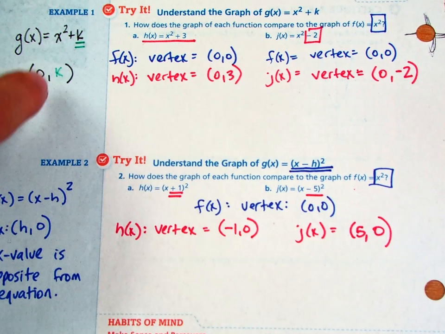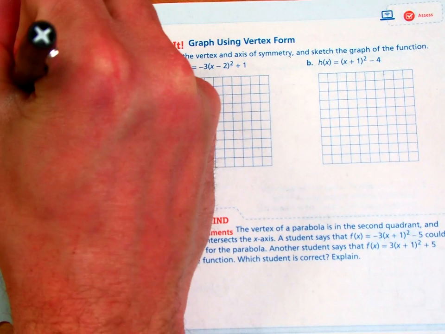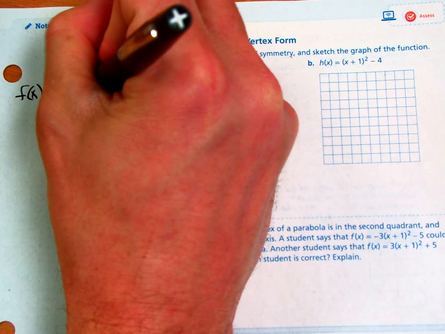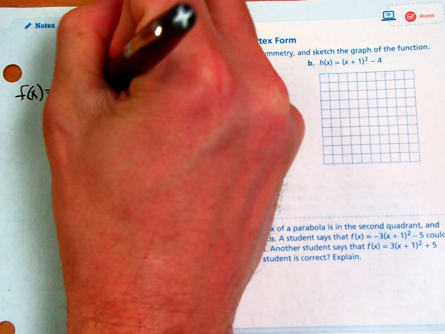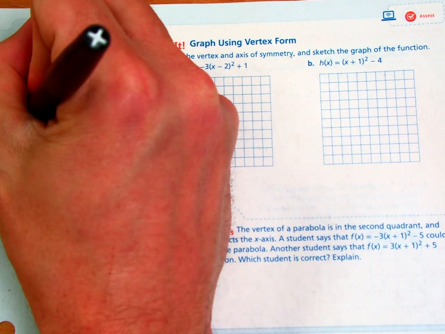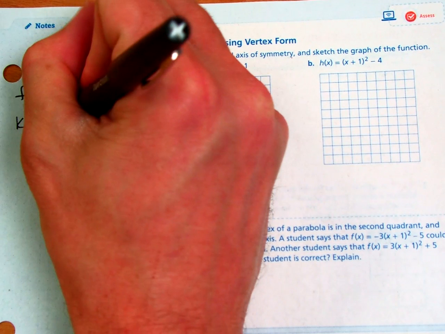All right, and so now we're going to look at what happens when we've got a whole bunch of stuff and how that affects the equation overall. So let's say that I've got the equation f of x equals a times (x minus h) squared plus k. Okay, so we already know about the k value.